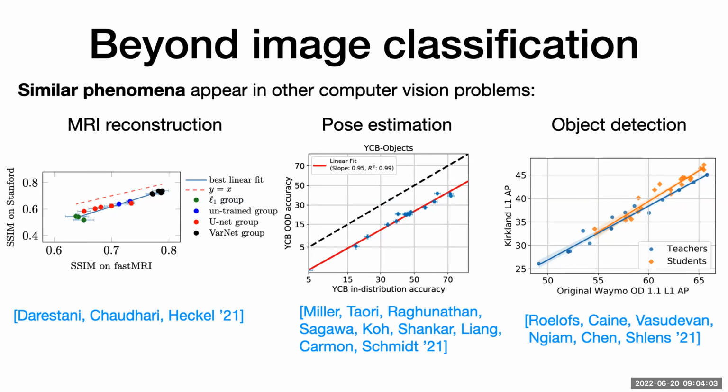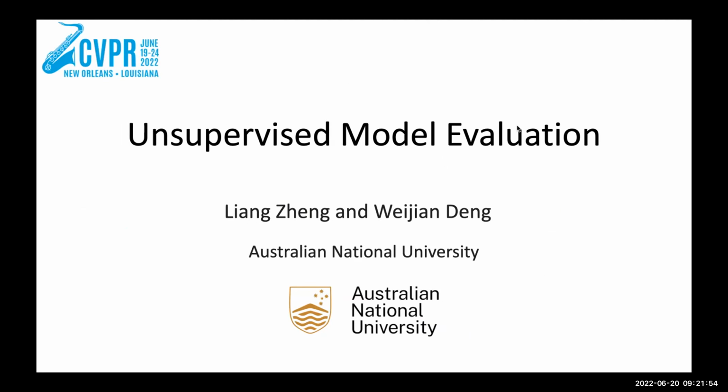Hi everyone, and welcome back. So the third part of the tutorial, I guess now, we'll have Liang joining us virtually, Liang and Weijian. They're going to talk to us about how we evaluate models under distribution shift when we don't have labels. And with that, I'll let them take it away.